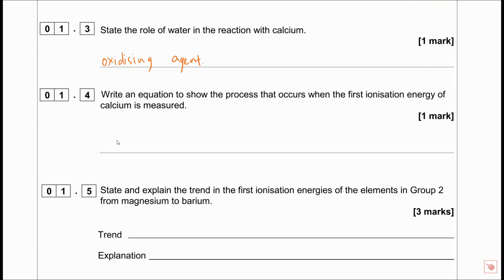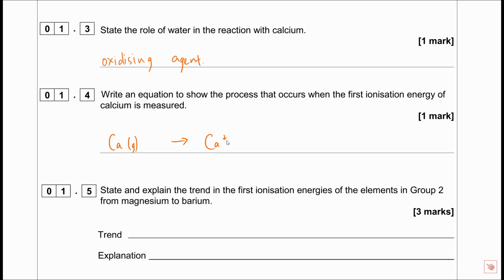Write an equation to show the process that occurs when the first ionization energy of calcium is measured. So this kind of ties into redox here, but it's also that first topic of atomic structure. Calcium becoming calcium plus, plus the first ionization energy.